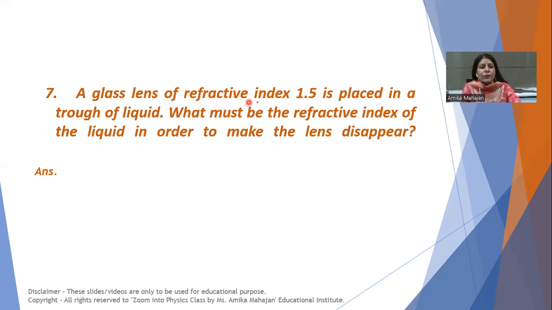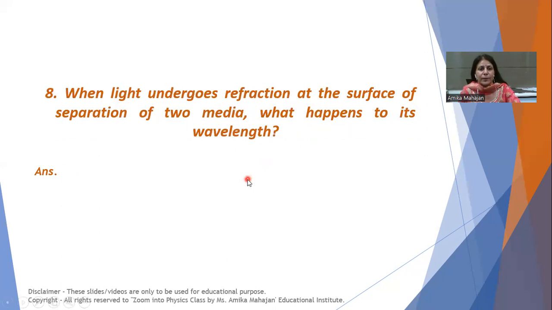A glass lens of refractive index 1.5 is placed in a trough of liquid. What must be the refractive index of the liquid in order to make the lens disappear? Lens will disappear only if its refractive index matches with the medium in which it is placed. That means this liquid should have same refractive index as that of the lens. So it should be 1.5.